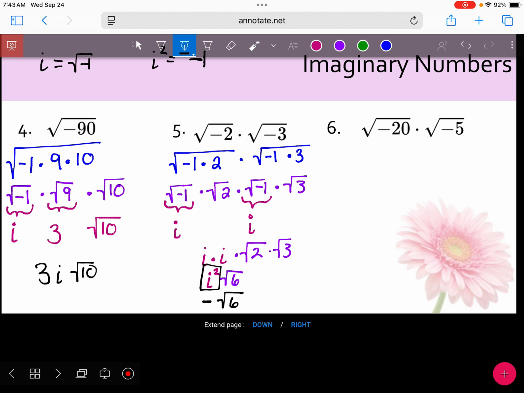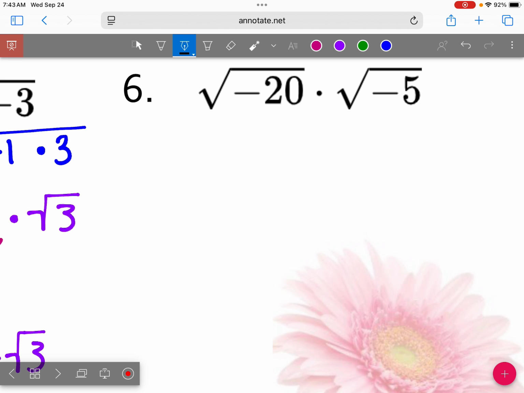So that's a lot in number 5. Questions on number 5? There's a lot of steps. Okay. What's up? I said, what's up? Cool. So we're going to do the same thing on this one.